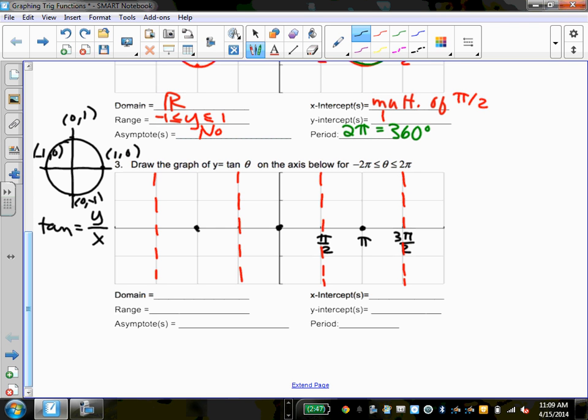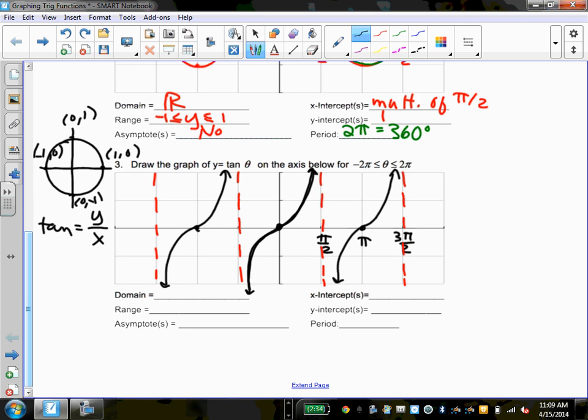Now, the tangent between 0 and pi over 2 increases, and it approaches the asymptote. Between 0 and negative pi over 2, it decreases and approaches that asymptote. So we get this smooth-looking curve in between our asymptotes. And that's the pattern that repeats. Tangent's kind of funky. Okay. Those branches make up the tangent.